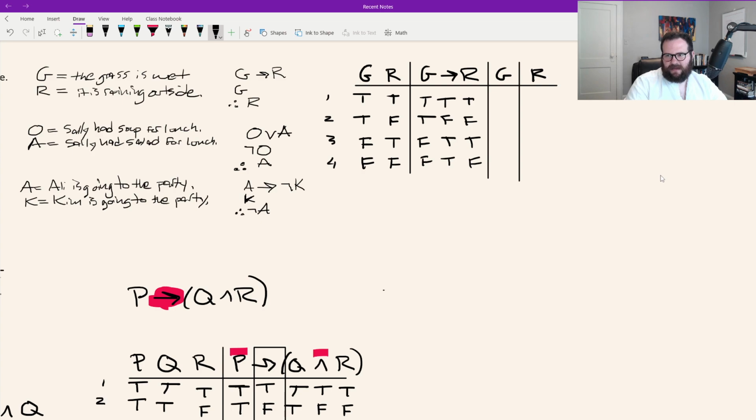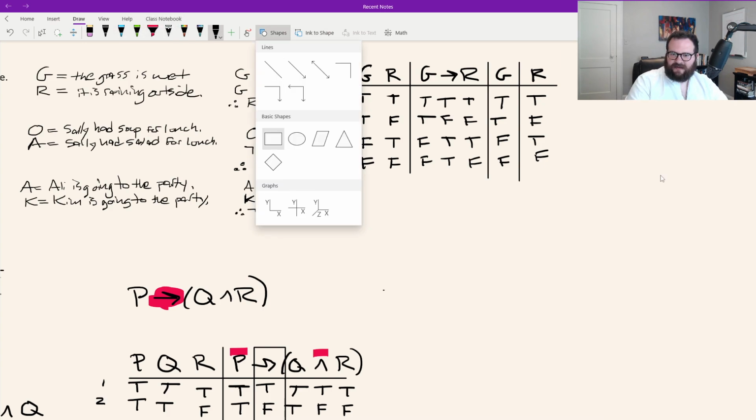Okay. Now, we solve for the next premise. This one's pretty easy. We already have G, right? So we're just going to copy over what we already have. True, true, false, false. And the same thing for the conclusion. We already have R, so we're just going to copy over what we already have. And that's it as far as diagramming the truth table is concerned.